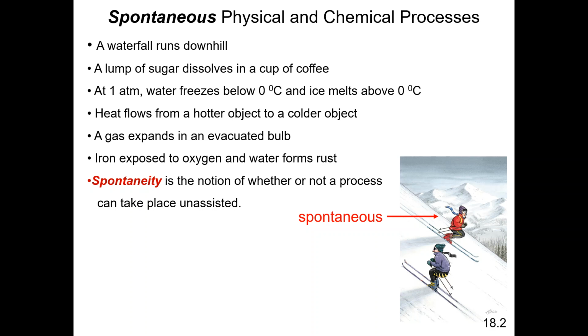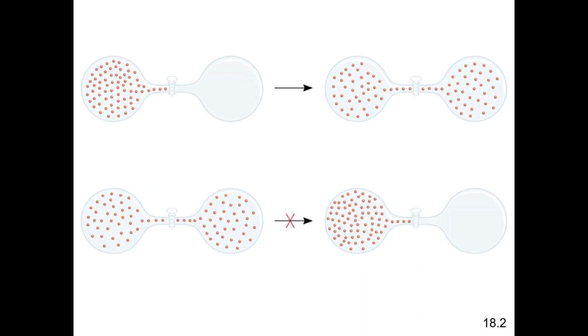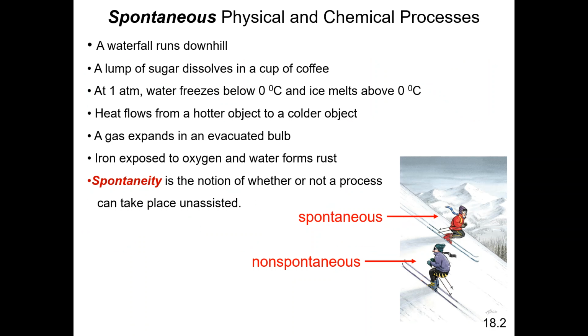Now, what would be non-spontaneous would be the skier going up the hill, right? Because in order for the skier to achieve that, he or she would have to employ some energy in order to ensure that they go uphill. So that's basically the difference between a spontaneous and a non-spontaneous process. A spontaneous process will take place unassisted, while a non-spontaneous process would take place with some assistance, right?